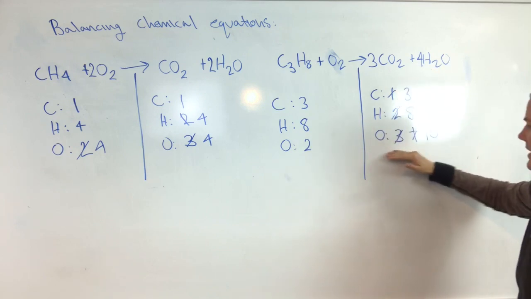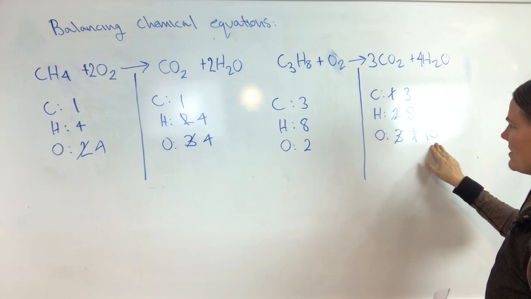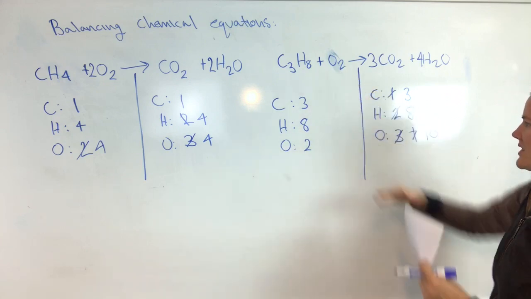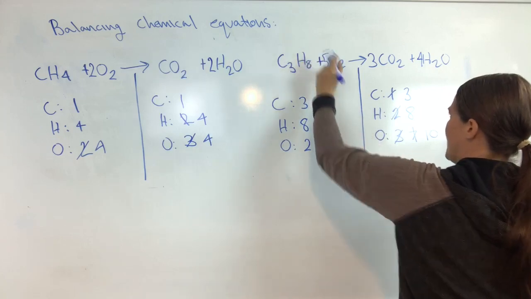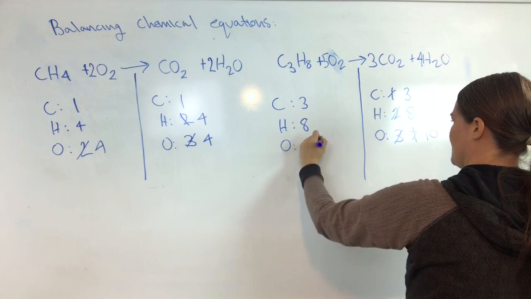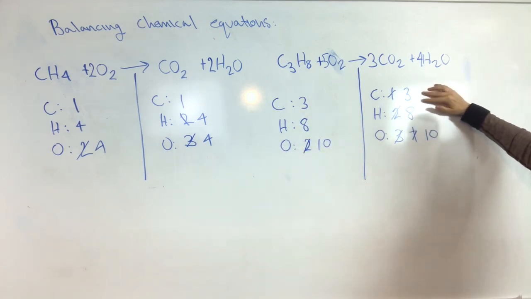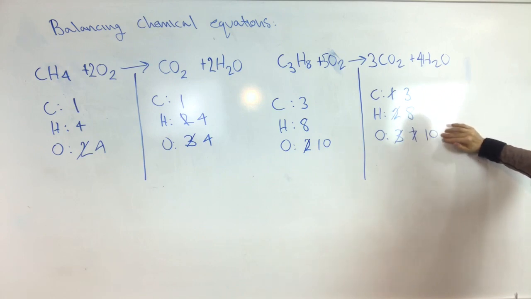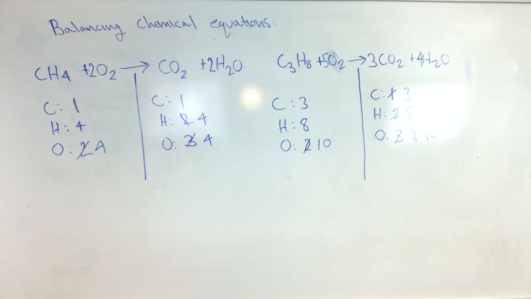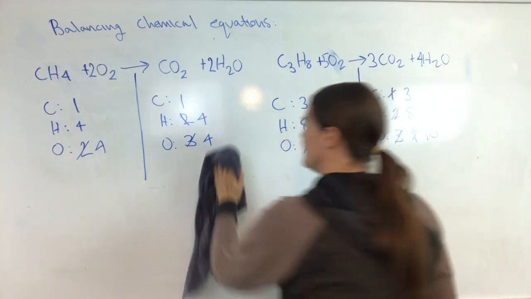And then last, I'm going to balance the oxygens. So I have 10 oxygens over here. I have 2 over here, so I need to multiply the oxygens over here by 5. So I put a 5 in front of this oxygen. Now I have 5 times 2, I have 10 oxygens. So looking at both sides, I have 3 carbons, 8 hydrogens, and 10 oxygens. So this equation is now balanced. Okay, I'm going to erase this and do some more.